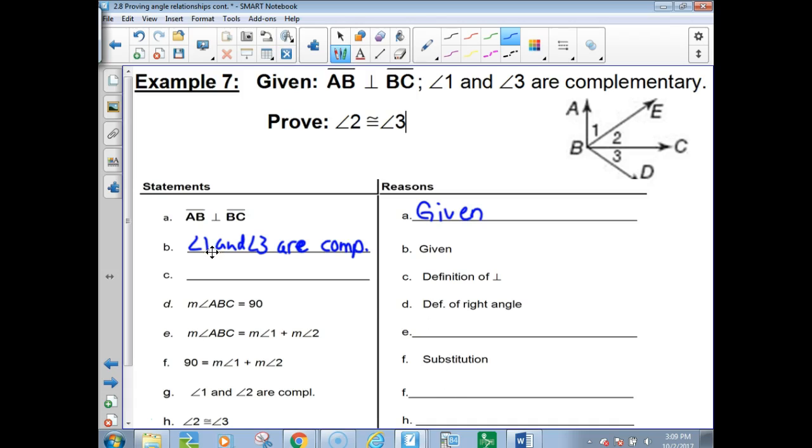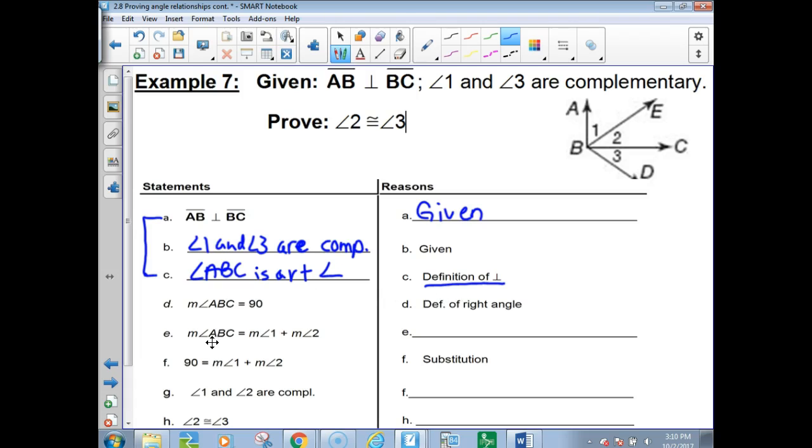Now, let's see, we've got AB is perpendicular to BC. I want to use the definition of perpendicular. If segment AB is perpendicular to segment BC, then we've got a right angle, and it's called angle ABC. So that tells me that angle ABC is a right angle. The next line says angle ABC is 90 by definition of a right angle. So if it says definition of a right angle, you've got to actually write something about a right angle in the previous statement. Well, that's already done for us.